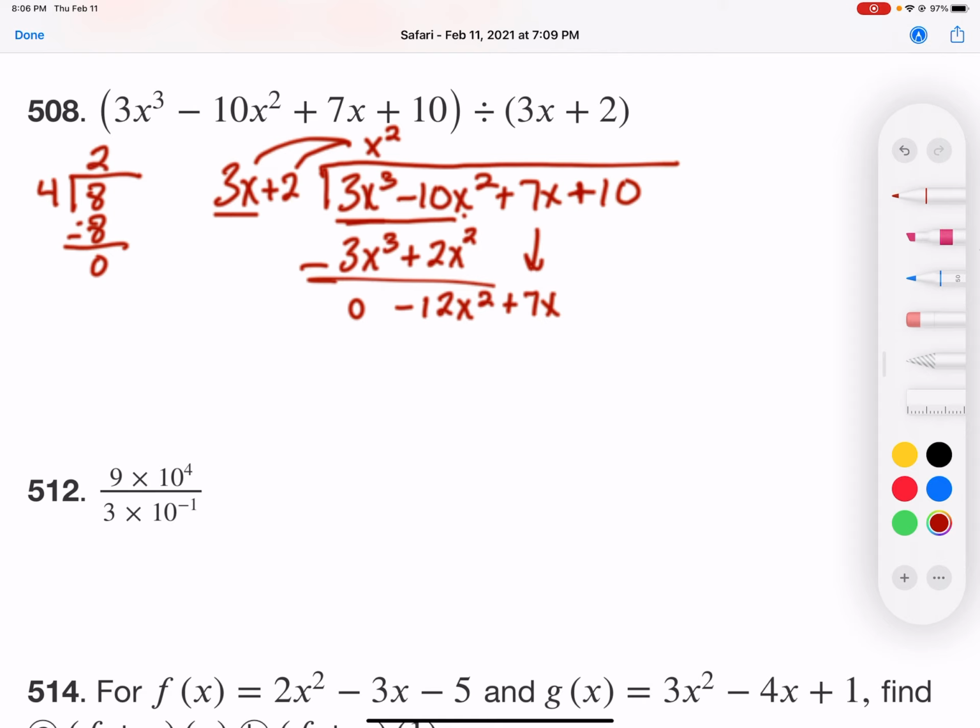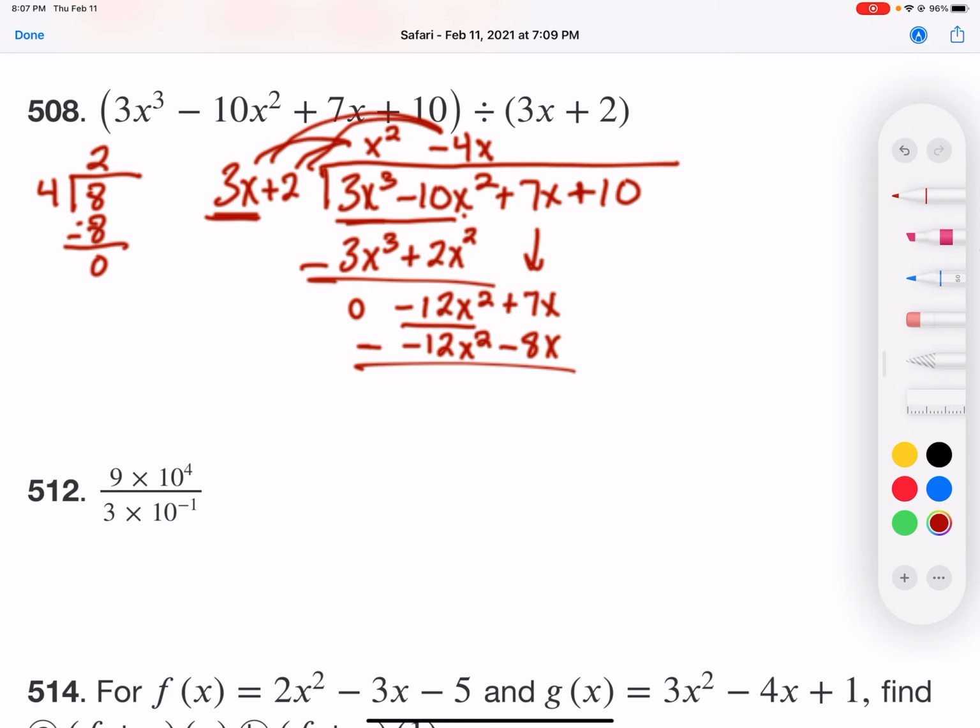So now what do we need to multiply 3x by to get negative 12x squared? So let's do negative 4x. And then we'll distribute that through to both of these terms. So now it's going to give us negative 12x squared and a negative 8x. And that's all being subtracted.